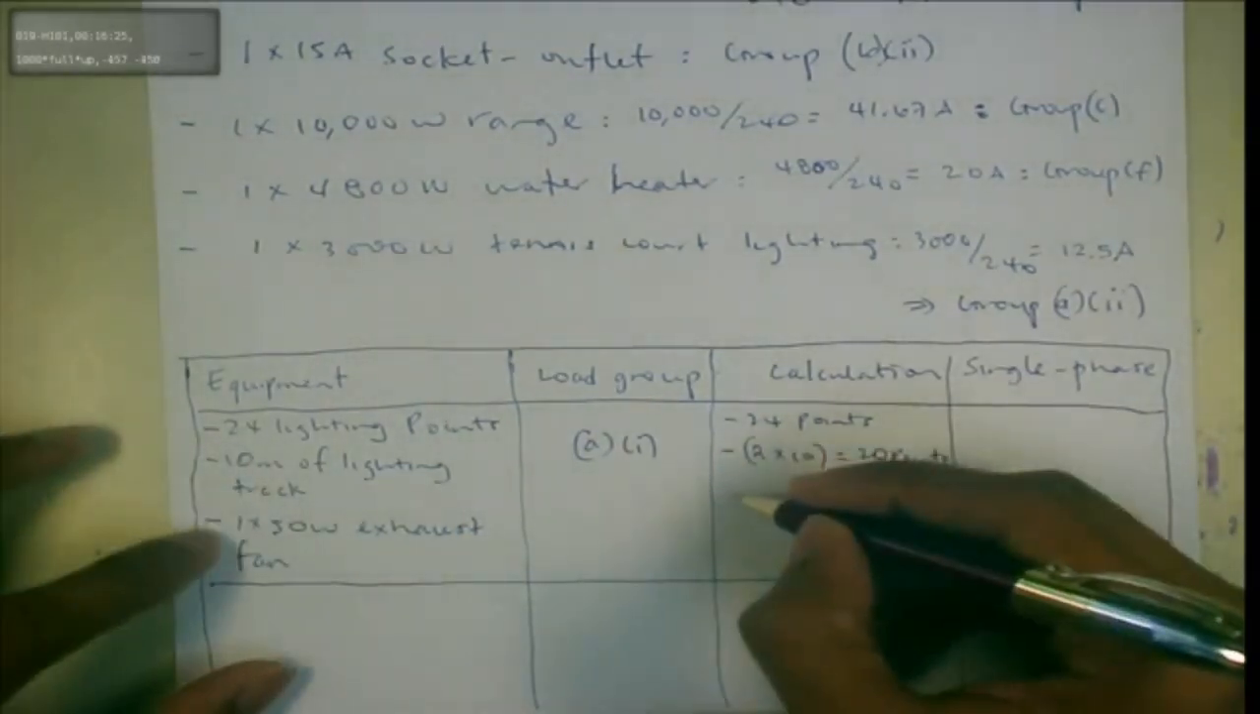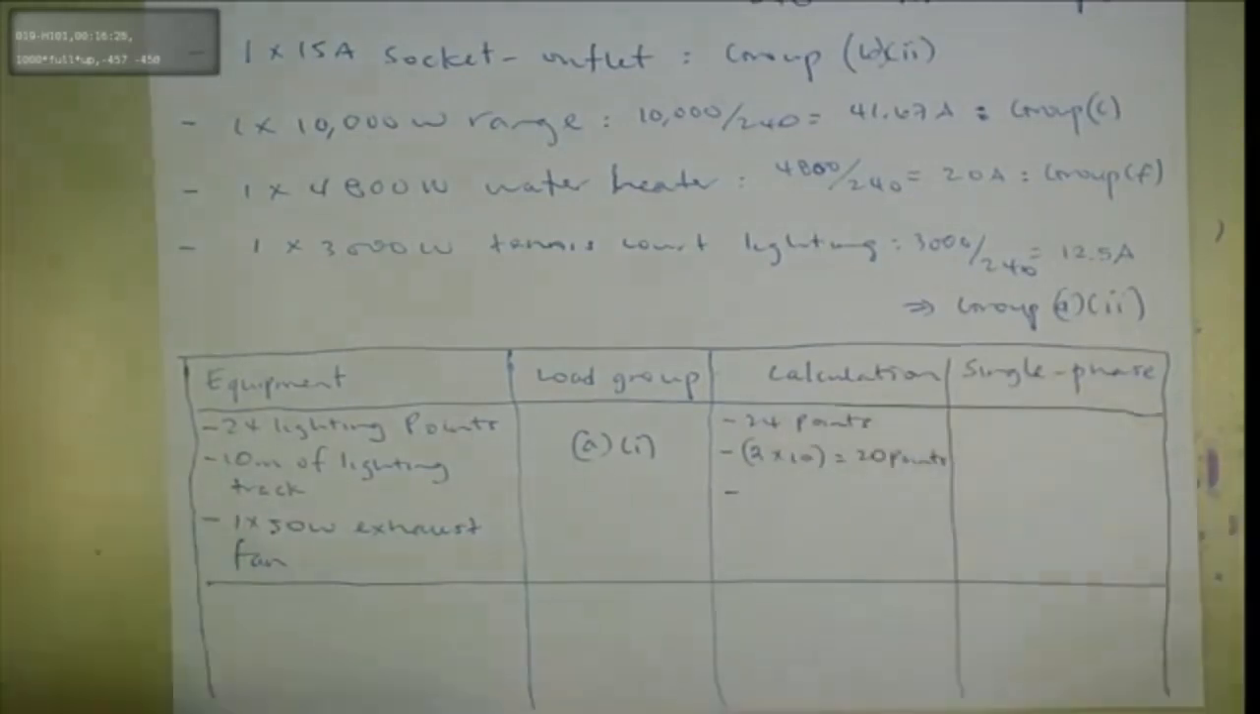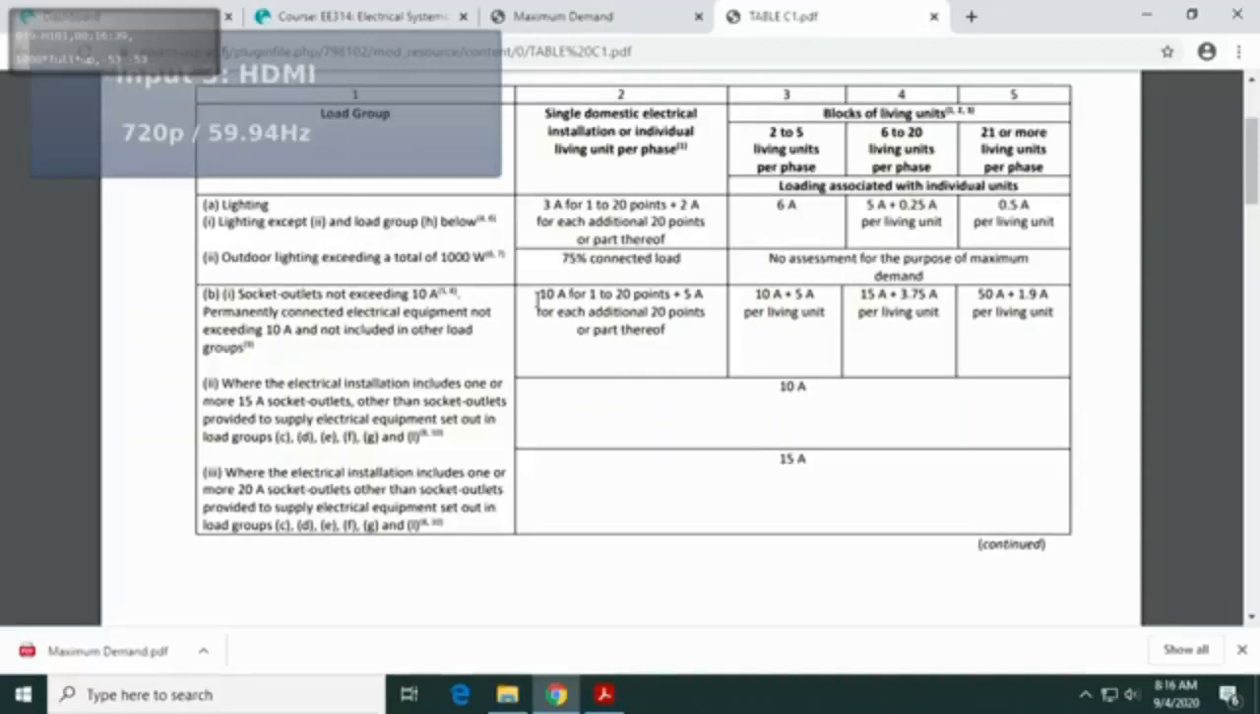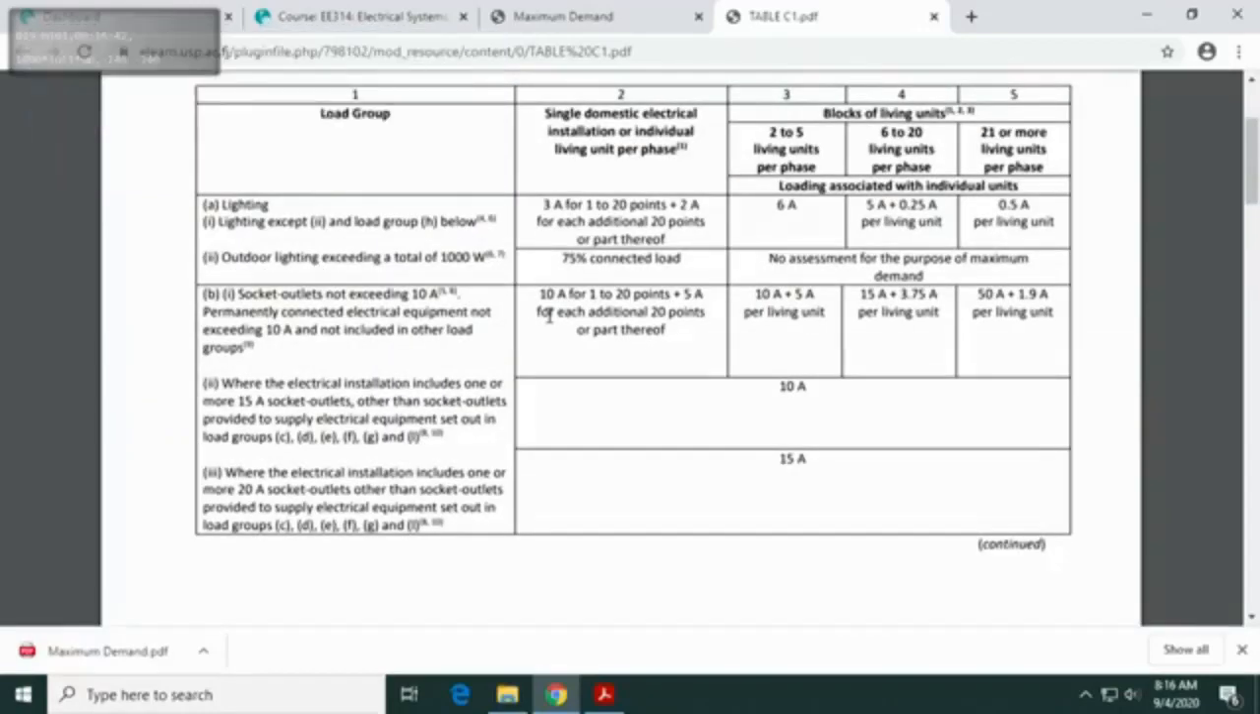And the 50 watt exhaust fan, now we'll be looking at the reasoning that we applied to have it in group A1, and the reasoning was note 5, right? Did all of you record when I was writing it down?